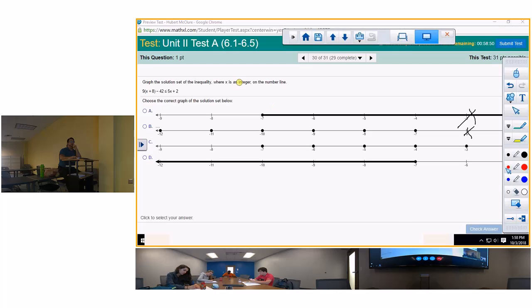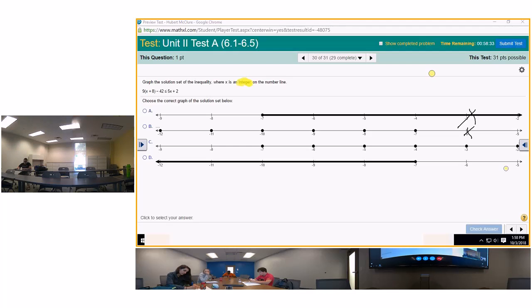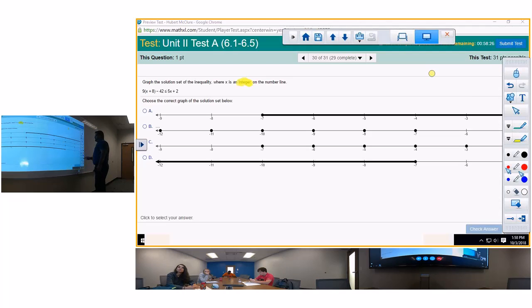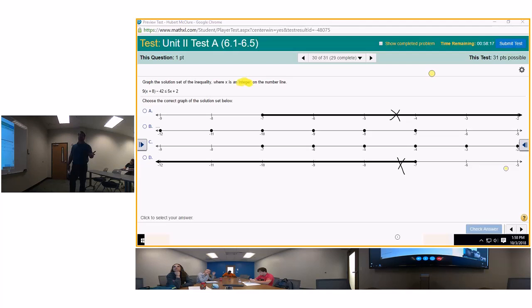And highlight that word. Integer. Integer means whole number. So therefore, you do not have the chance to shade in the fractions and decimals. So if you take away the fractions and the decimals, the only possible answer is going to be B and C. You solve it just like you would any problem.